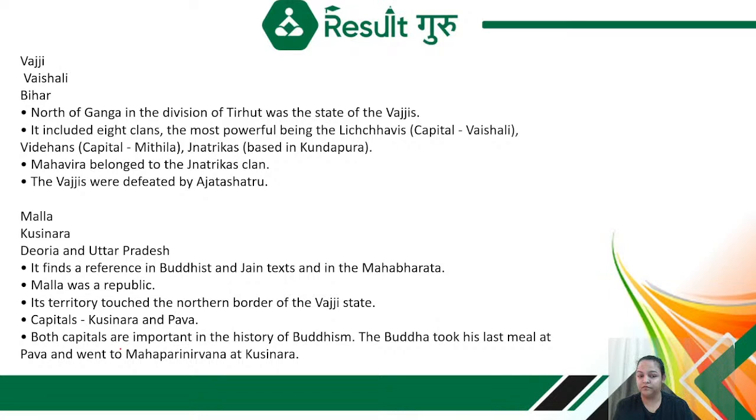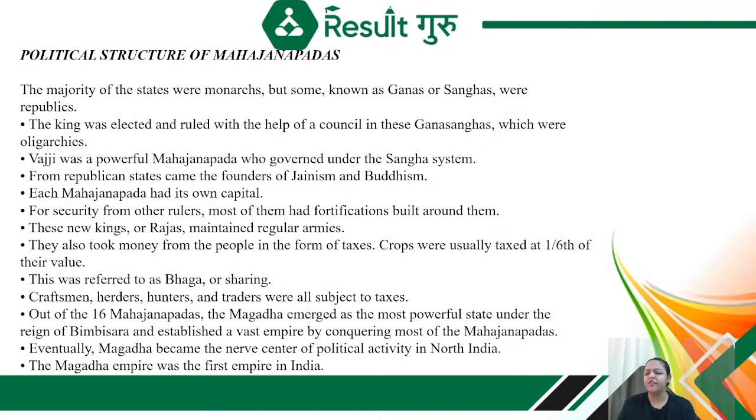All right, guys, let's now move on to see the political structure of the Mahajanapadas. See, I've already told you quite a bit about them. I've already told you how some of them were ruled by monarchs, how some of them were ruled by ganas and sanghas. All right, so let's see a little more in detail about the armies, about the taxation, all of those things. So majority of the states were monarchs, but some were known as ganas and sanghas and were republics. This you already know. The king was elected and ruled with the help of a council called ganas and sanghas, which were oligarchies.